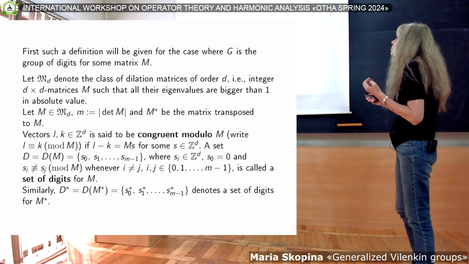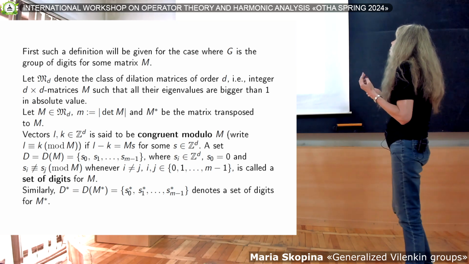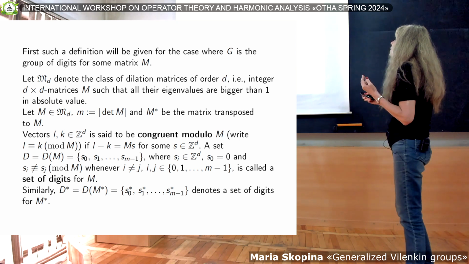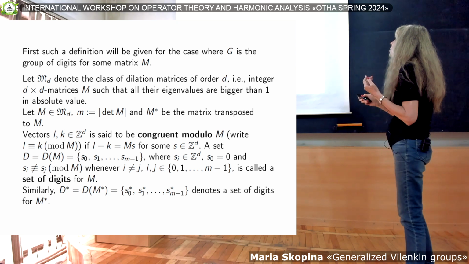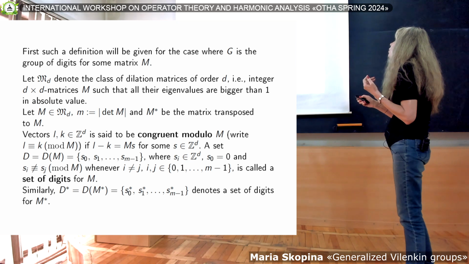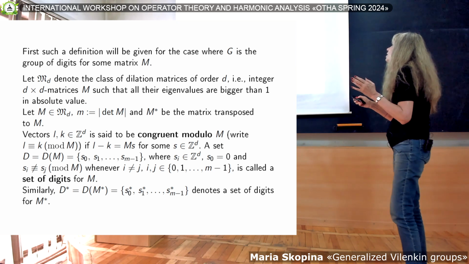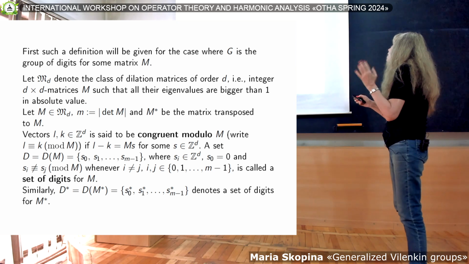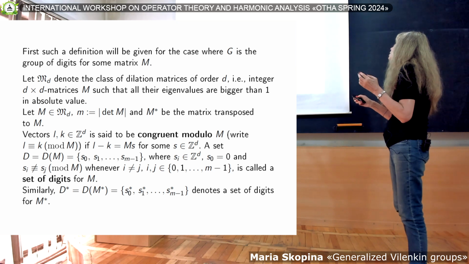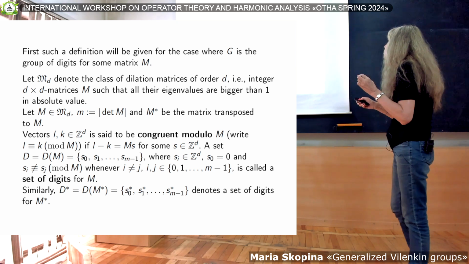First, I will give a definition, but not for arbitrary G, for the case where the group G is a group of digits for some matrix M. This is actively used in wavelet theory, digits of a matrix, but I will first explain what this is.